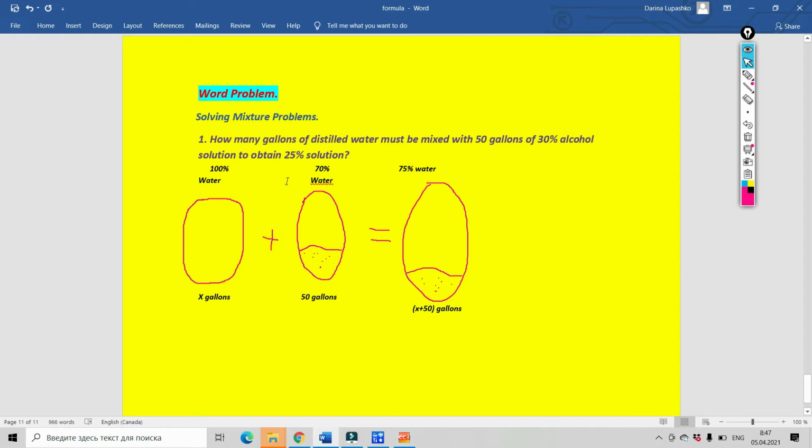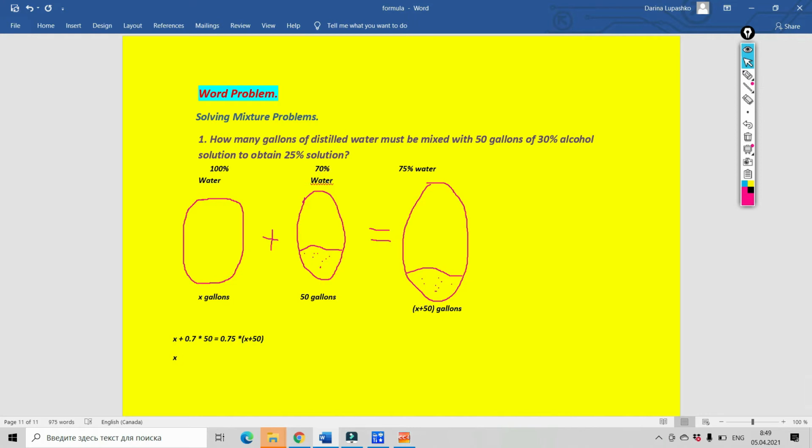Let's see what happens with the water. At the very beginning, we had x gallons of water. Then we added 70% of 50 gallons of solution, so it's 0.7 times 50. And we got 75%, which is 0.75 times the quantity of the third solution, x plus 50. So we got an equation with x as the variable, and let us solve it and find our x.